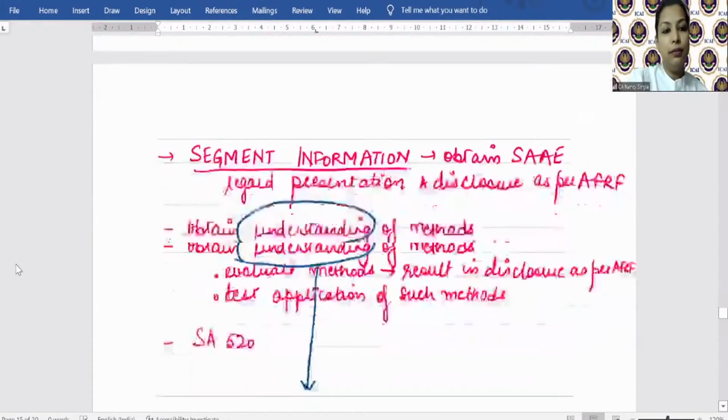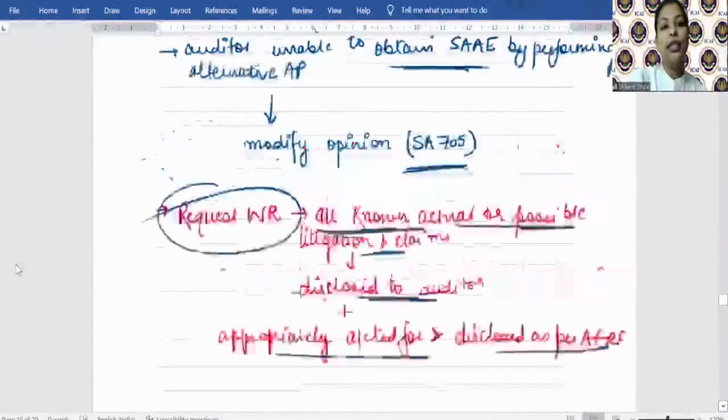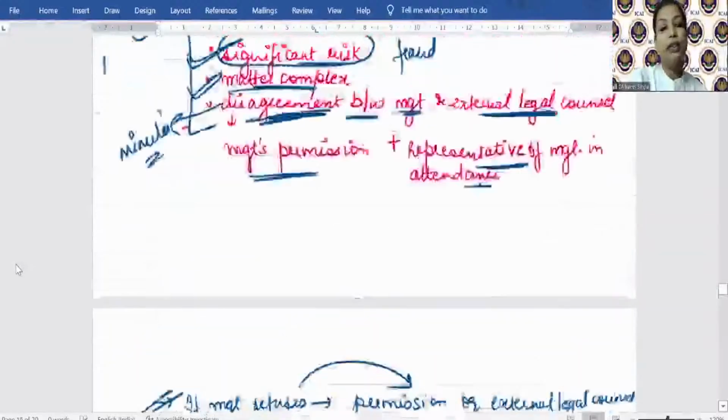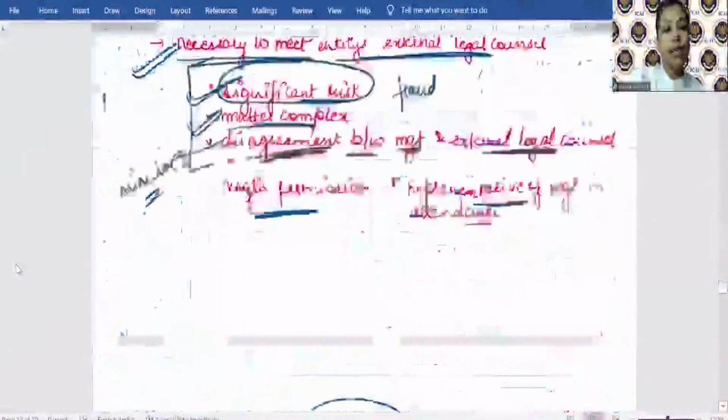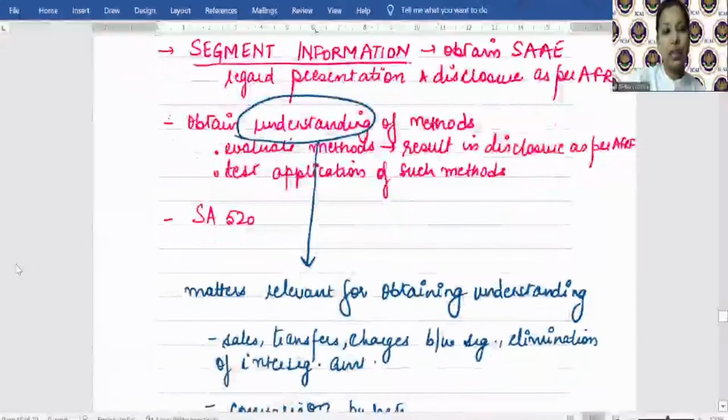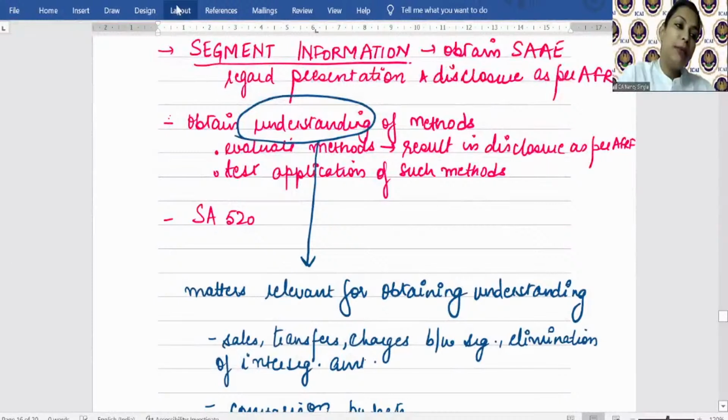ठीक है? So is it clear? Students, quickly send in your replies. Inventory and litigation and claims, whether it is clear or not. I'll do one thing, segment information I'll take up in the next session. Okay? Because otherwise you'll get confused.